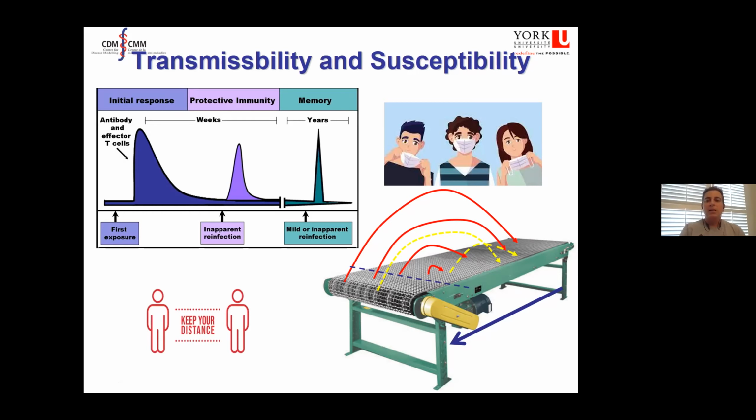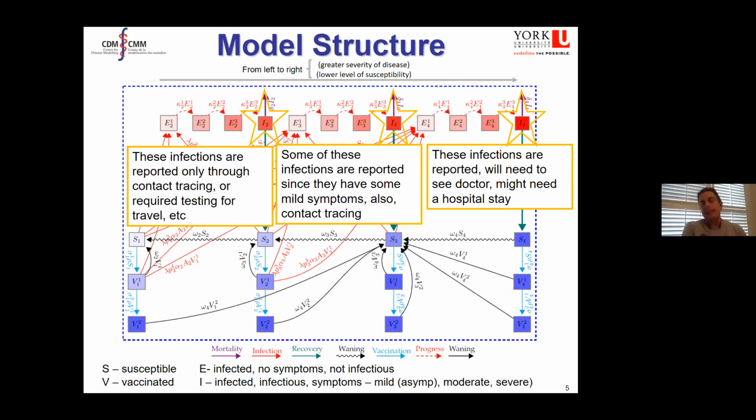Okay, so here is an example of a model that we have developed to look at COVID-19, and this looks very complicated. But this is just to give you an idea of some of the things that we look at. So S means susceptible, V means vaccinated with 1 dose or with 2 doses of a vaccine. I means infected and transmissible, whereas E means infected but not transmissible yet. And what we do is we split the population up into different age groups.